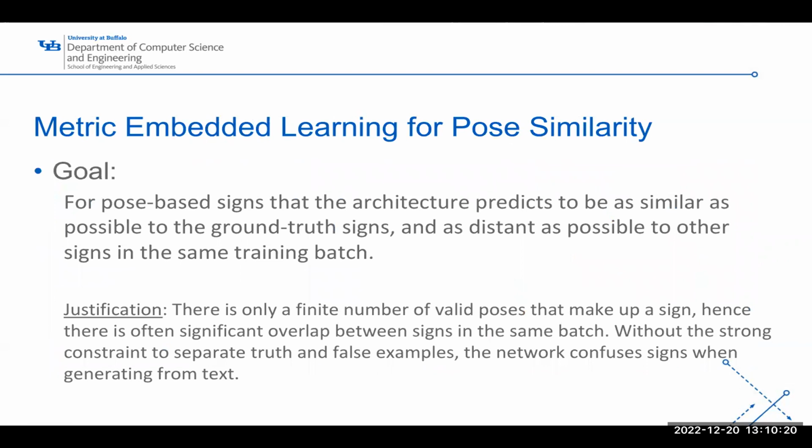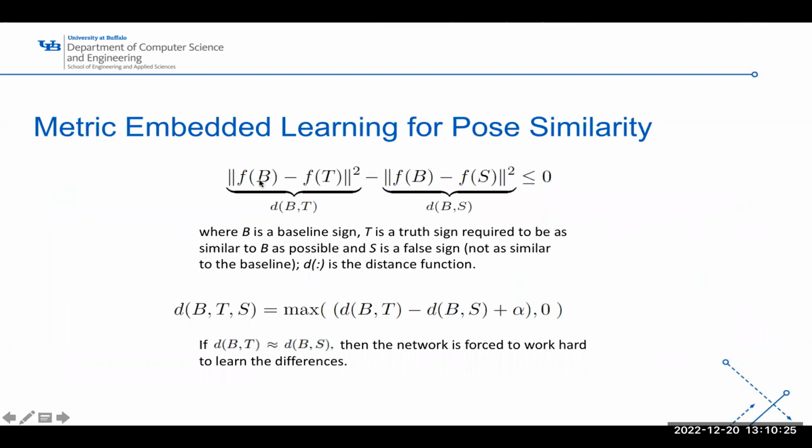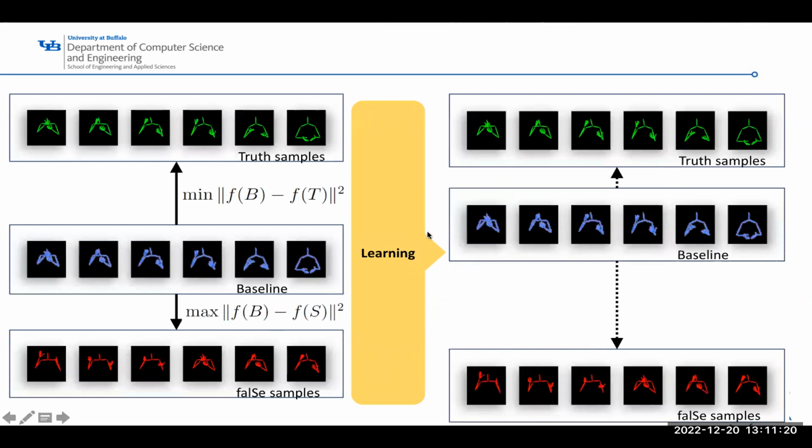Okay, so this is just to introduce the metric embedding loss. We have a baseline, we have the truth, the actual sign, the ground truth. We have a false sign, which is another sign in the batch. So here we take our prediction, the ground truth, and another sign in the same batch, on the assumption that two phrases in the same batch will not be the same, or will be close but not the same. We want the distance between the prediction and the ground truth to be small, and that forces the network to work hard to learn the difference between the ground truth and the prediction versus any other sign phrase and the prediction. These are some examples of what the solution would look like.